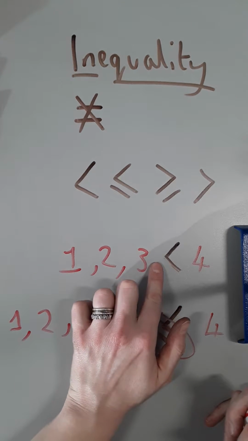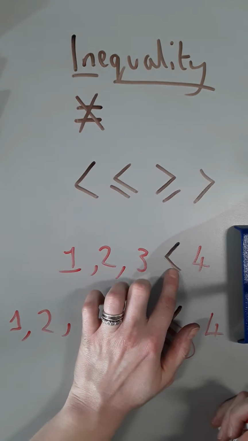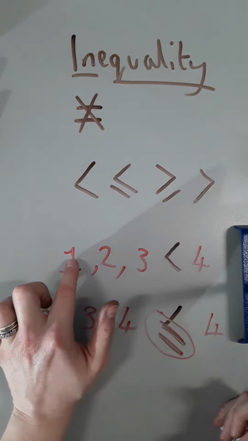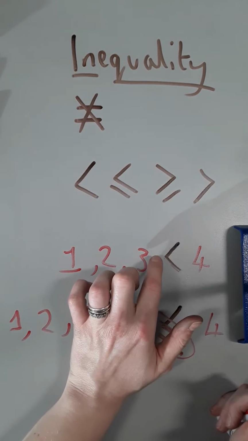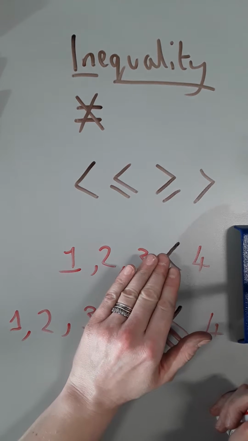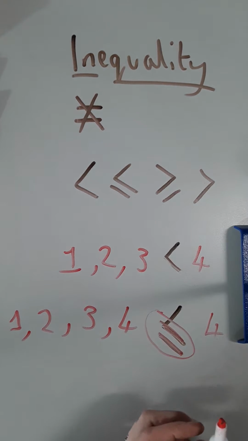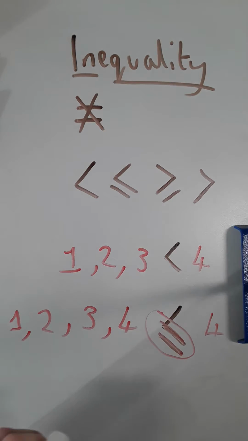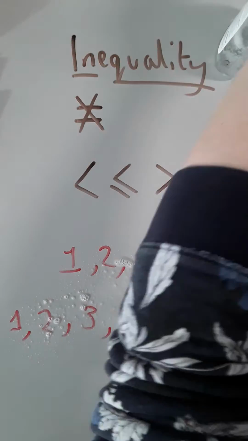Whereas here, we couldn't put a 4 because this is saying that 4 must be greater than anything on this side. So if we put a 4 here, it wouldn't be greater than itself, so it wouldn't be true. So they're kind of like truth values. You kind of have to put a sign in to show what can and can't happen according to the truth.